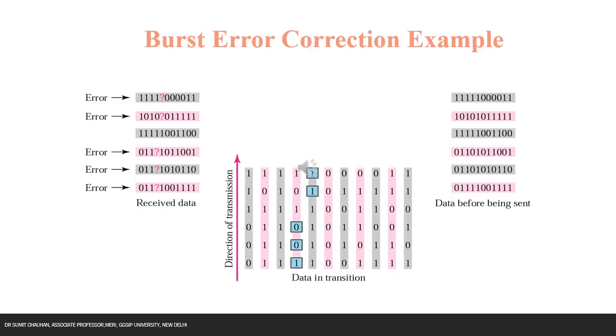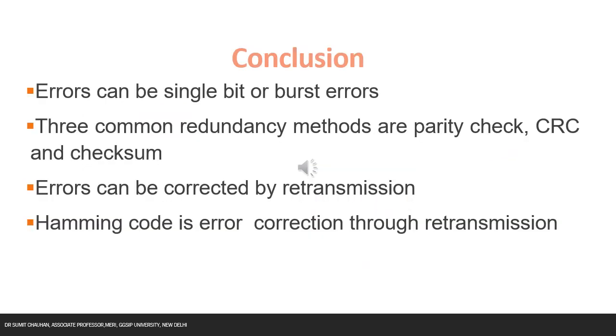Now the burst error correction example is basically a data that we have before being sent, then we have data in transition, and finally we have the received data. So the final conclusions: errors can be single or burst errors. Three common redundancy methods are parity check, CRC and checksum. Errors can be corrected by retransmission. Hamming code is the error correction without retransmission. Thanks for watching.